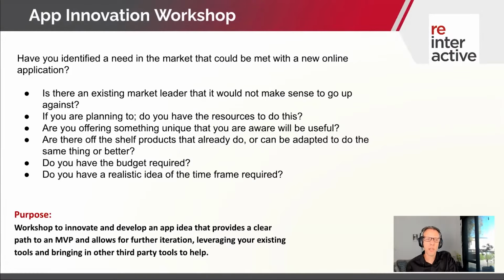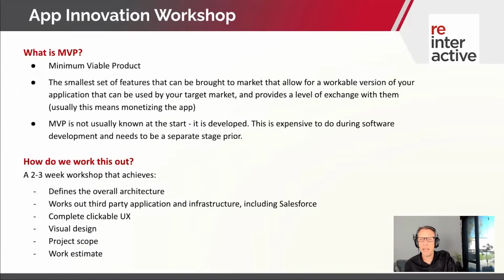We've got all of those. So the next thing is to look at, okay, how do we get there? So what we've devised is a workshop process that innovates and develops an application idea. So remember, you've got this seed of an idea, and then it provides a clear path to an MVP, which I'm going to define for you a little bit more clearly in a second, allows for further iteration, leveraging your existing tools and bringing in other third-party tools to help. So whatever you have existing, we're going to try to use, and we're going to try to get something to market that is the smallest thing possible.